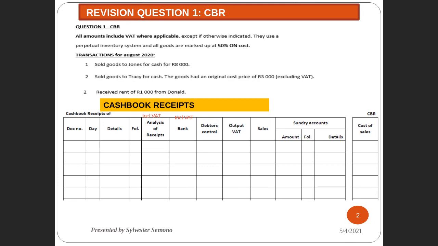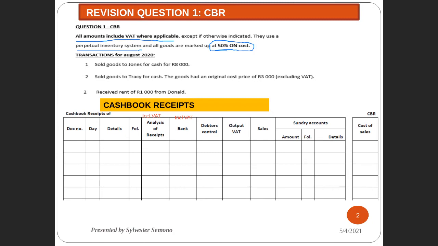Okay, so firstly, remember I said there are most important things that you need to do. Firstly, you must know that all amounts are including VAT where applicable. And we also said we must make sure that we know that we're using perpetual, and this makes the difference at the end of the day. We need to make sure that we know how to calculate the markup. We only use this markup when we calculate cost of sales or when we calculate sales. It depends which one they are asking us to calculate.